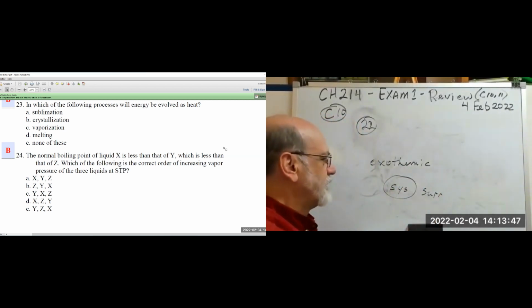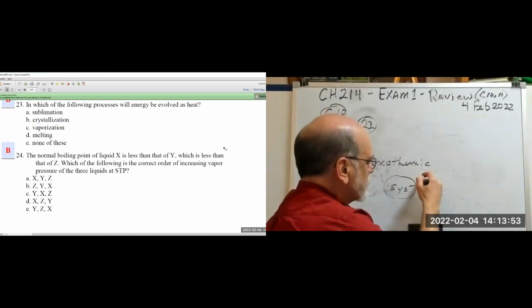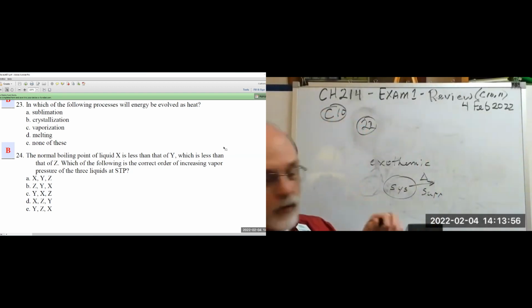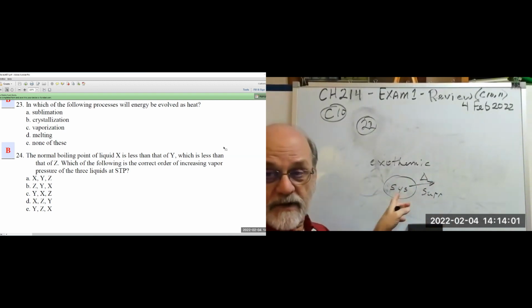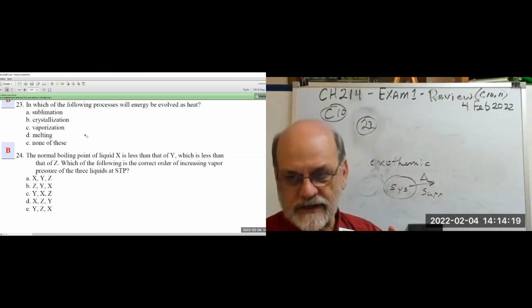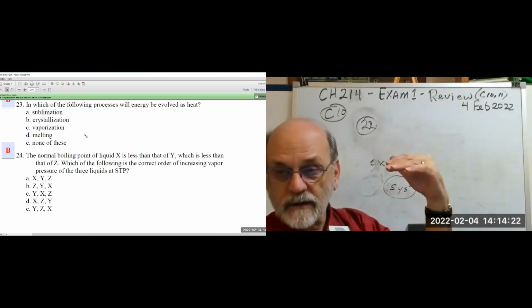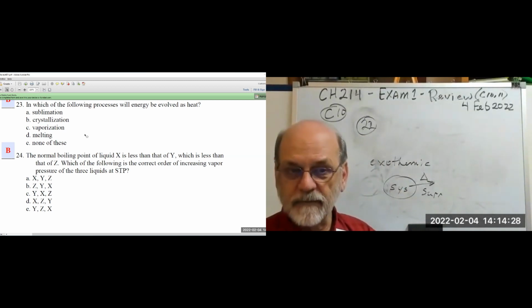System, surroundings. So an exothermic process will evolve energy, right? So heat's going to go this way. What's happening in the system if heat is leaving? Well, the system is becoming less energetic. So what does that mean in terms of phase changes? That's what all these things are, phase changes. The phase change has to go from a higher energy state to a lower energy state. So I'm talking about gas to liquid, liquid to solid, or gas to solid for heat to be evolved.